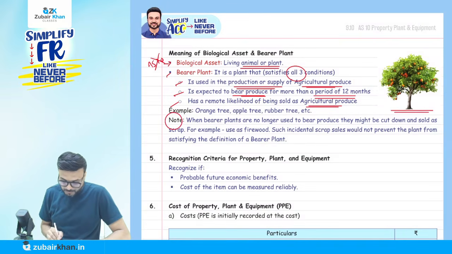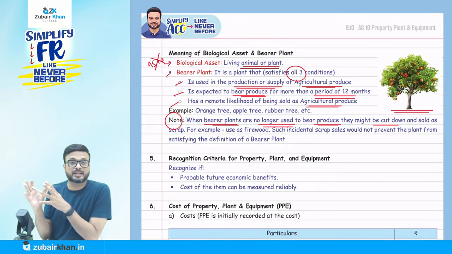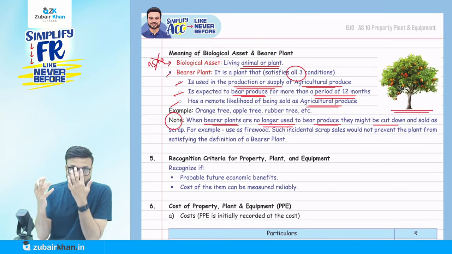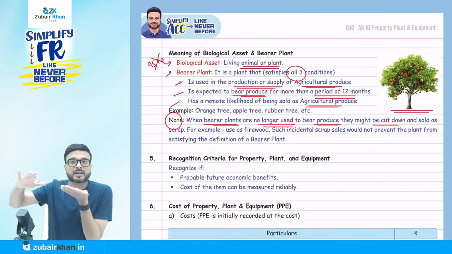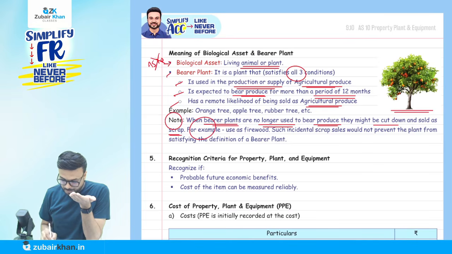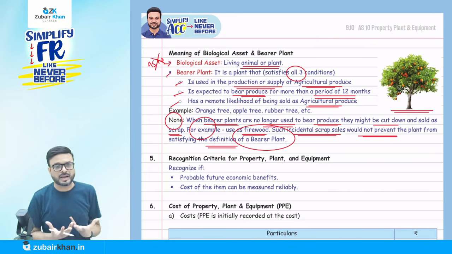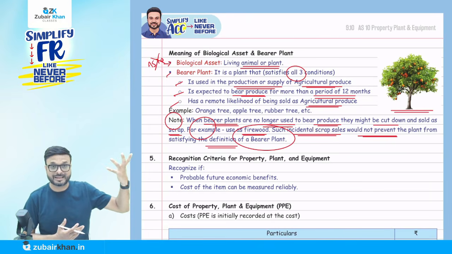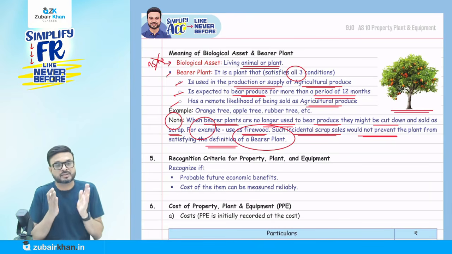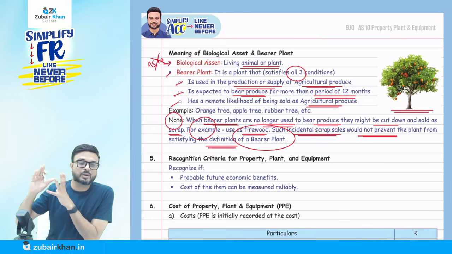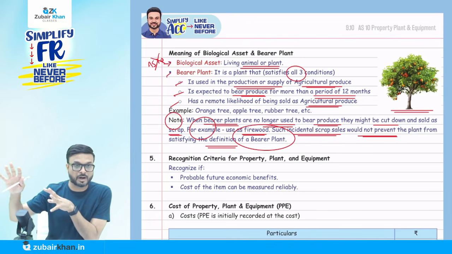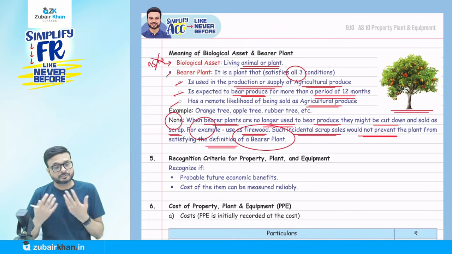But remember one very important point: when bearer plants are no longer used to produce, they might be cut down. It might happen in future that I am not using that plant to produce agriculture produce. We may cut it down and sell it as what? Scrap, for example used as firewood. Such incidental scrap sale would not prevent the plant from satisfying the definition of bearer plant. So what does it mean? Even though it might happen that in the future we have to cut down the tree and sell it, that does not mean it's not a bearer plant. For us, it is still going to be called a bearer plant. When we cut it down, that's a different thing. We are going to de-recognize it from the books of account, but until then we are still using it and calling it a bearer plant.